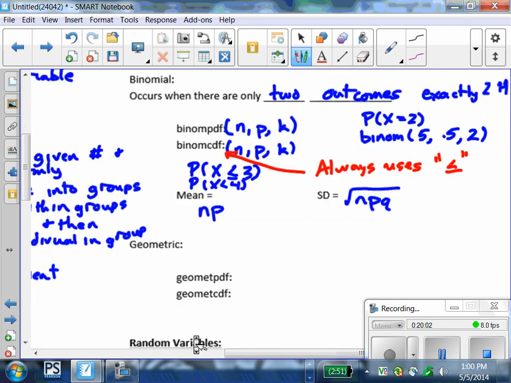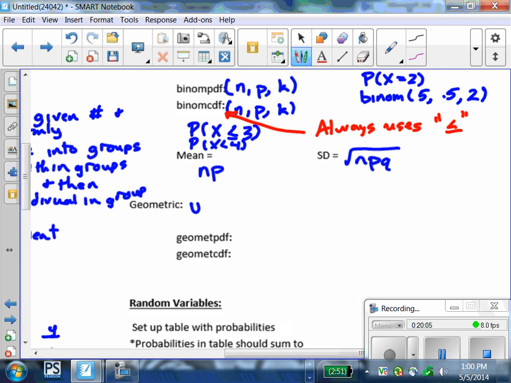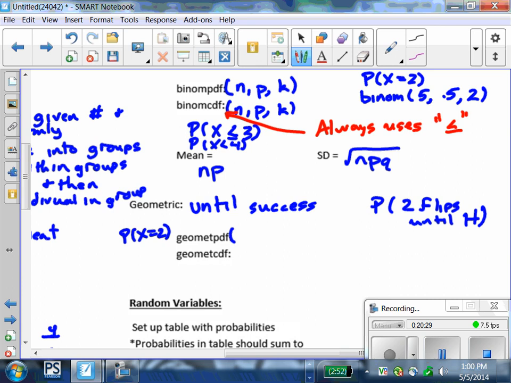Geometric setting, that's until we have success. So in our situation, we could say, what's the probability it will take 2 flips until heads, right? So what that means, if you're going to use the calculator, for us, that would be the probability that x equals 2. When you're typing it in terms of syntax, it's the probability followed by the number you want. So for us, we would type in the probability of heads is 0.5, and then our success is at 2.